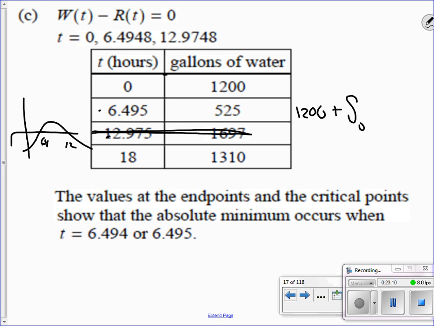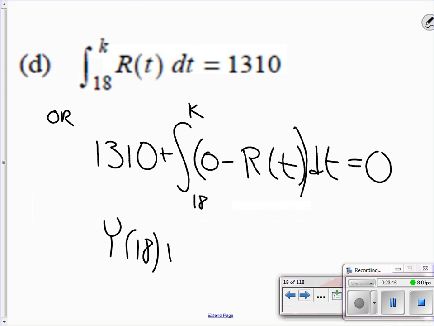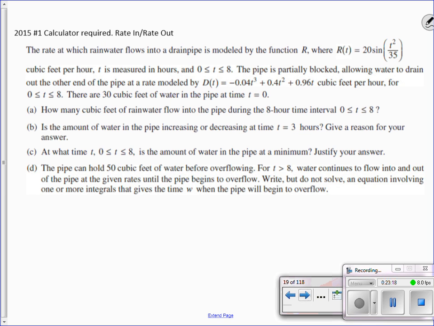Yes? Was that the 2015? Yeah, if the rate is positive or negative, so don't integrate anything. Just figure out if that rate of change, the rate in minus rate out, is positive or negative. Yep.